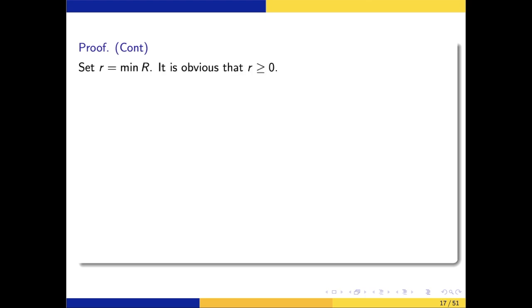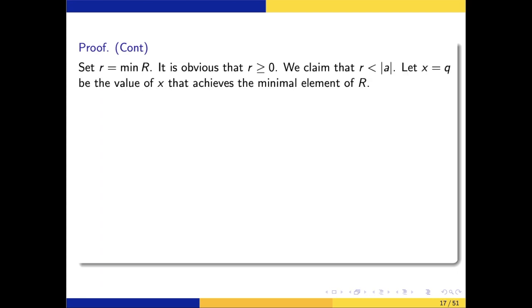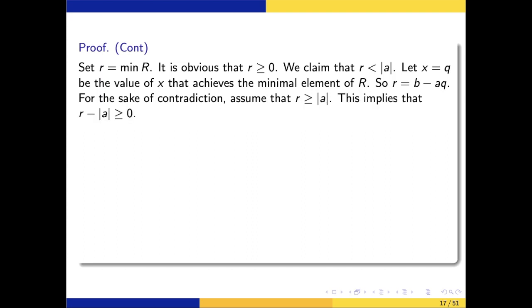So we can set little r equal to the minimum of R. It is obvious that r is non-negative. We claim that r is less than |a|. Let x equal q be the value of x that achieves the minimal element of R. So r is equal to b minus aq. For the sake of contradiction, assume that r is greater than or equal to |a|. This implies that r minus |a| is non-negative. Also, r minus |a| is less than r, because |a| is positive.